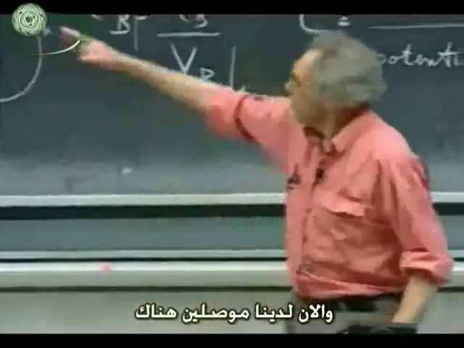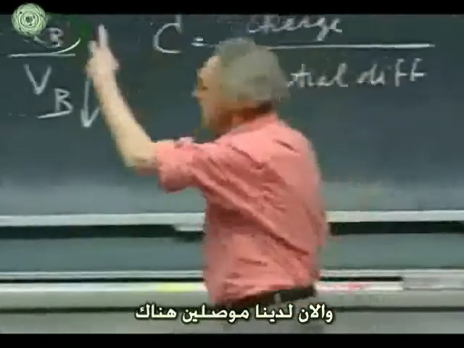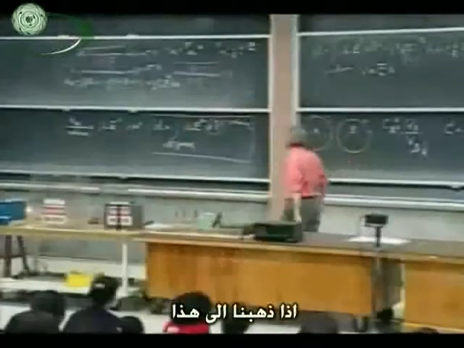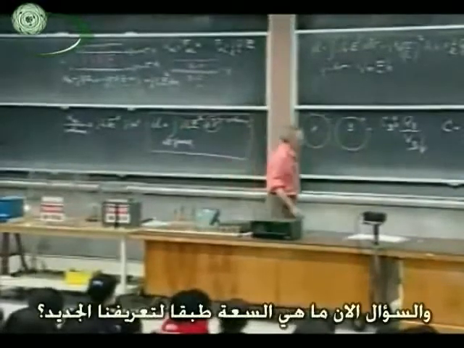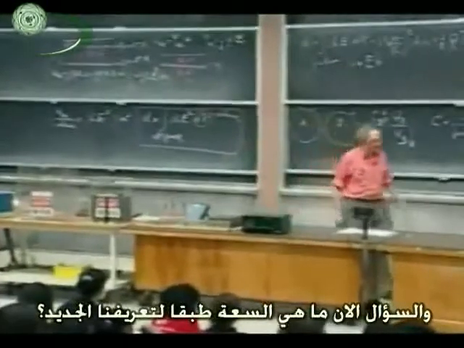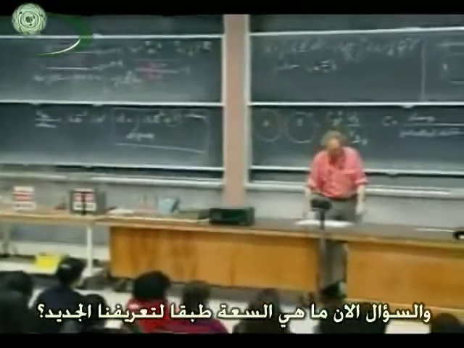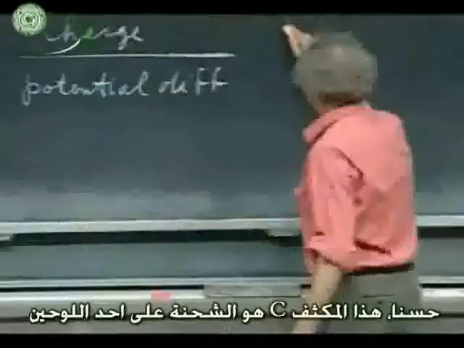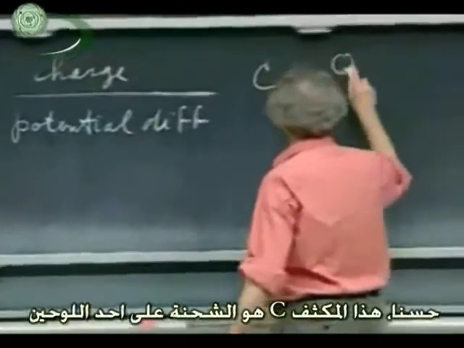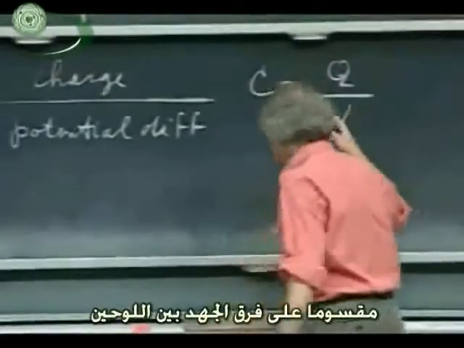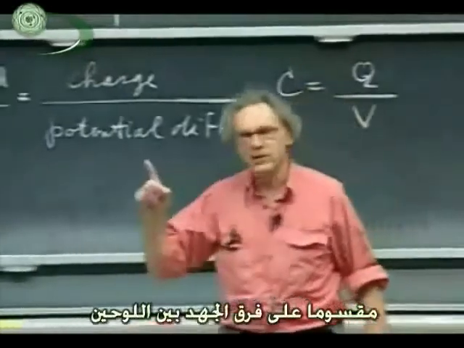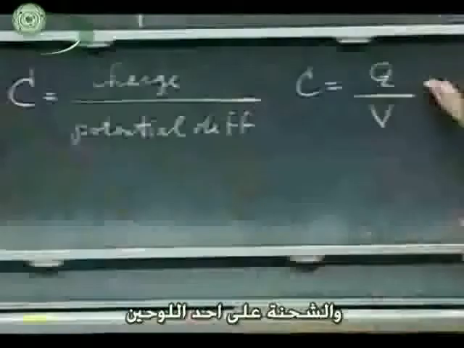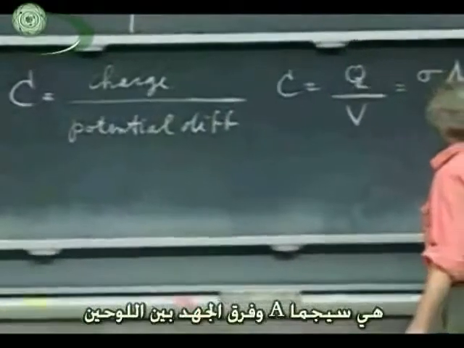So now, we have two conductors there. If we go to these two parallel plates, the question now is, what is the capacitance according to our new definition of these parallel plates? Well, that capacitance C is the charge on one plate divided by the potential difference between the two plates. And the charge on one plate is sigma A.